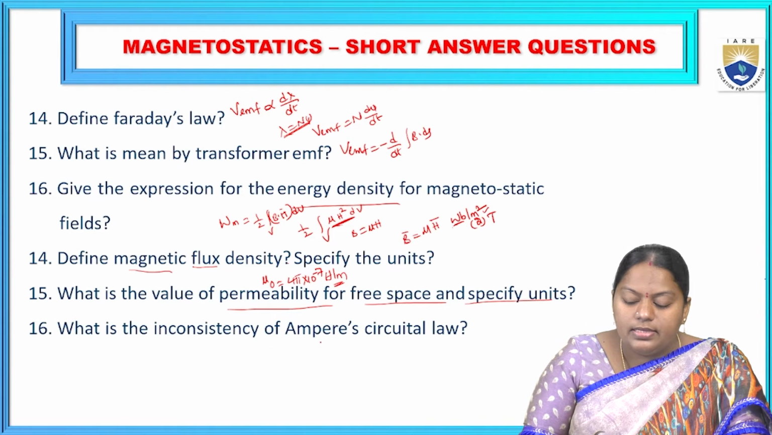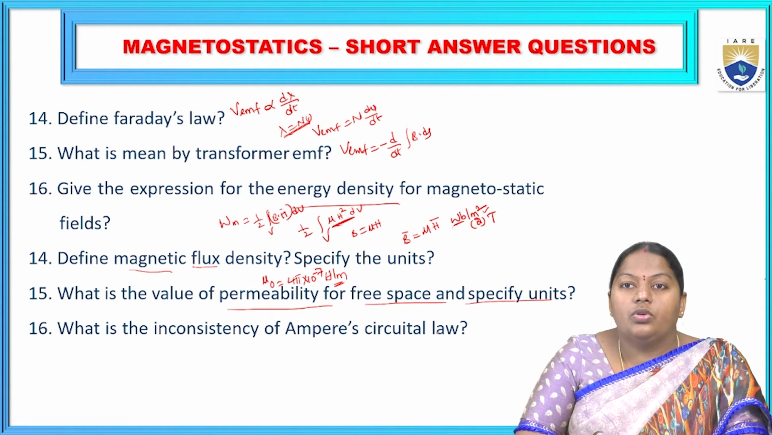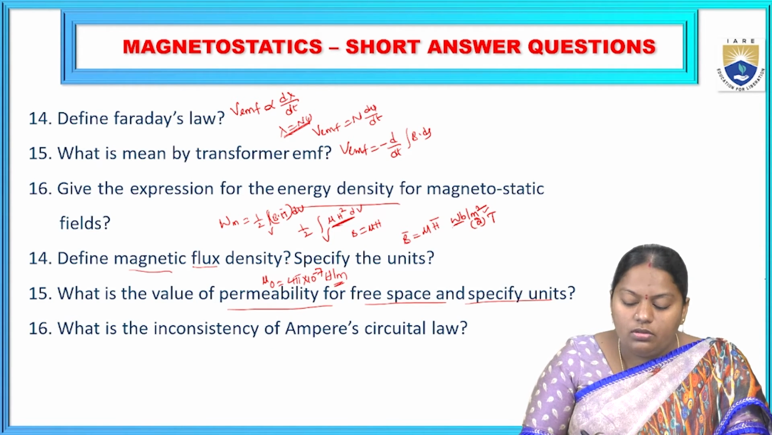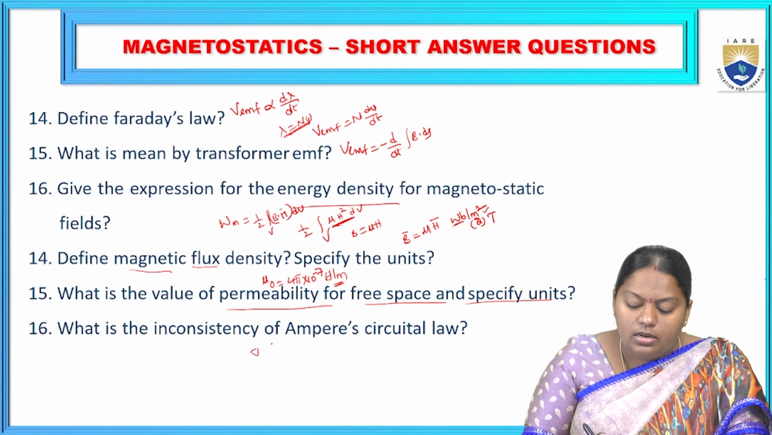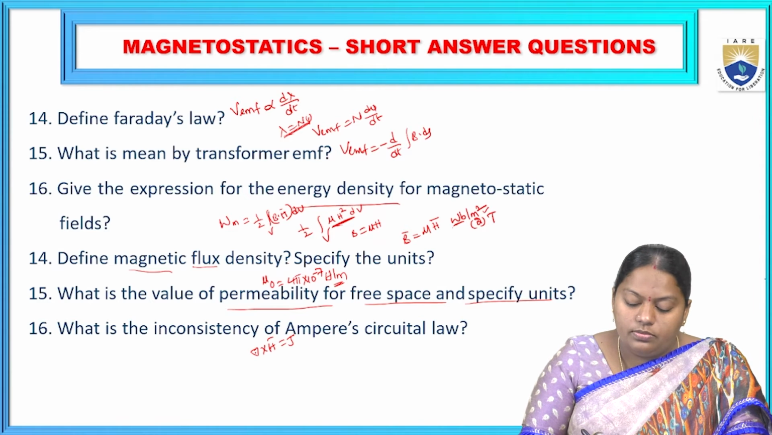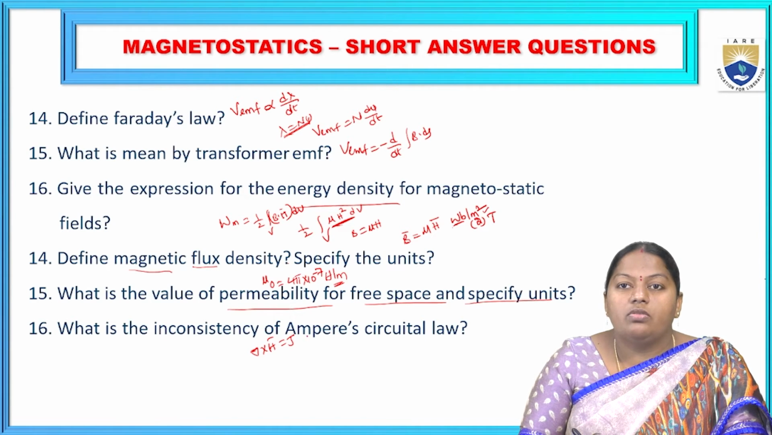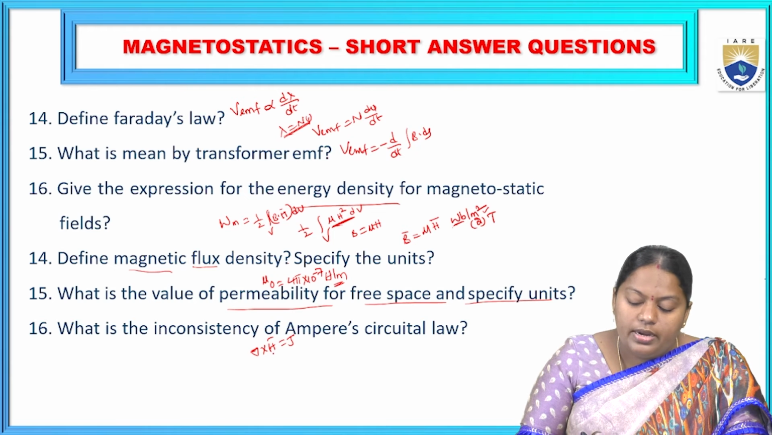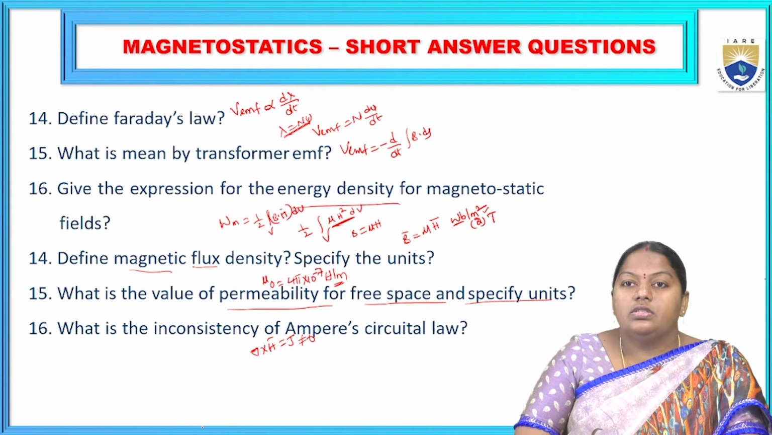Now, what is the inconsistency of Ampere's circuit law? According to Maxwell's equation, del cross H bar is equal to J bar. According to the conservative nature of electrostatic fields, del cross E bar equals 0, but here del cross H bar is equal to J, which is not equal to 0.